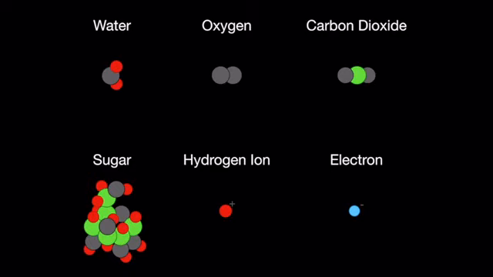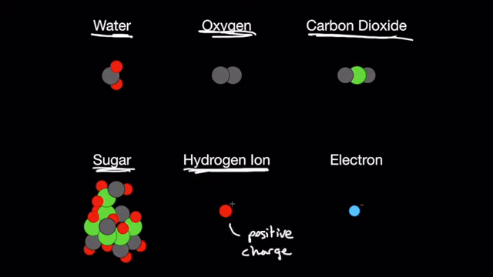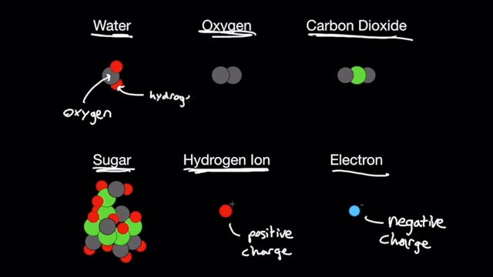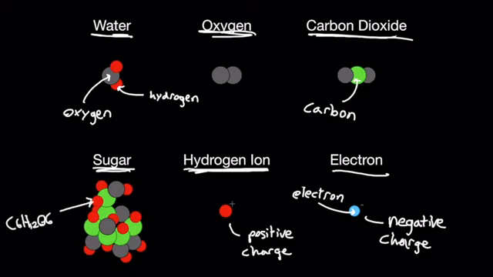Let's look at an example reaction. Here we have graphics of water, oxygen, CO2, and sugar as an example substrate. The bacteria will produce positively charged hydrogen ions and negatively charged electrons. Here, oxygen is black, hydrogen is red, carbon is green, and electrons are blue. The chemical formula for sugar is C6H12O6. And next we have an animation of this reaction.